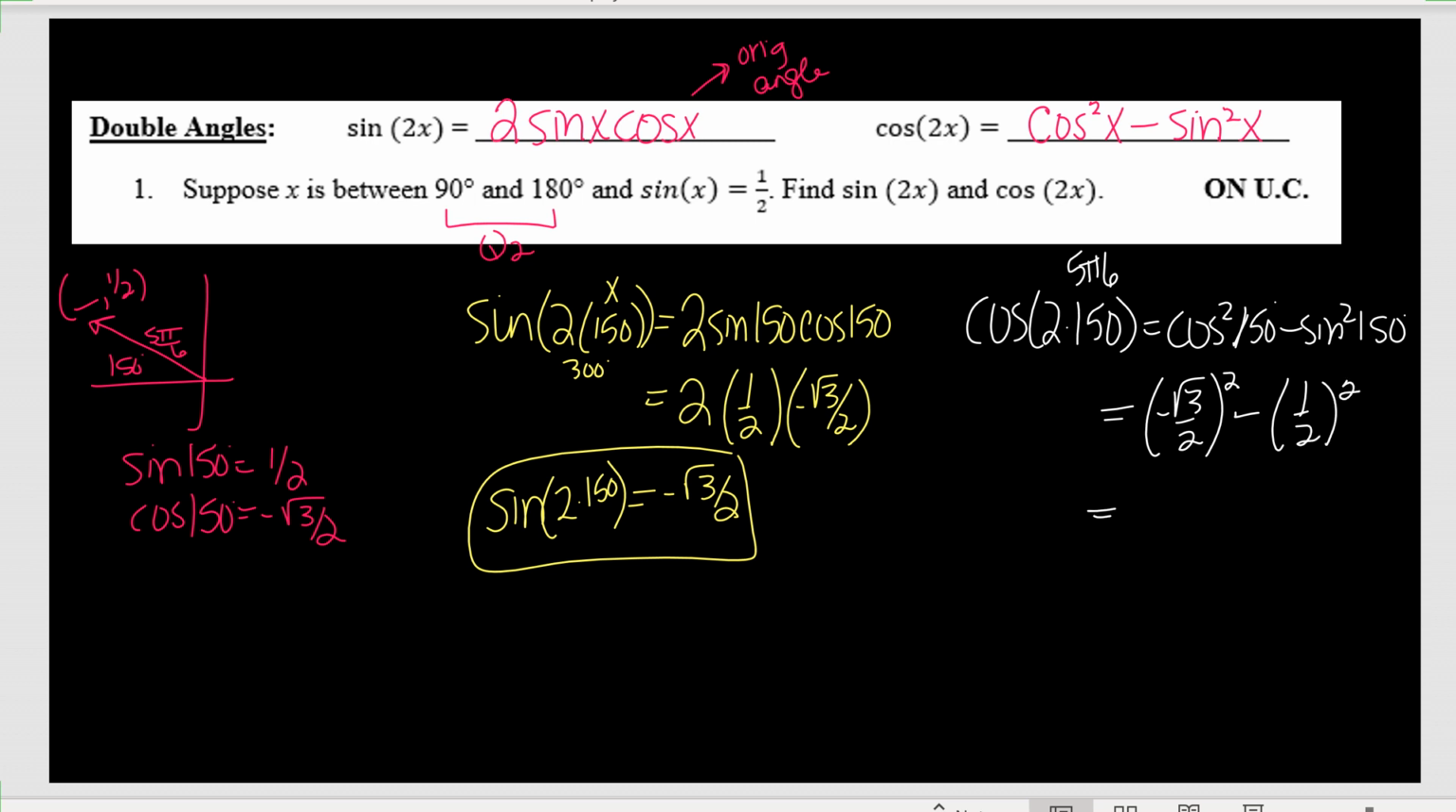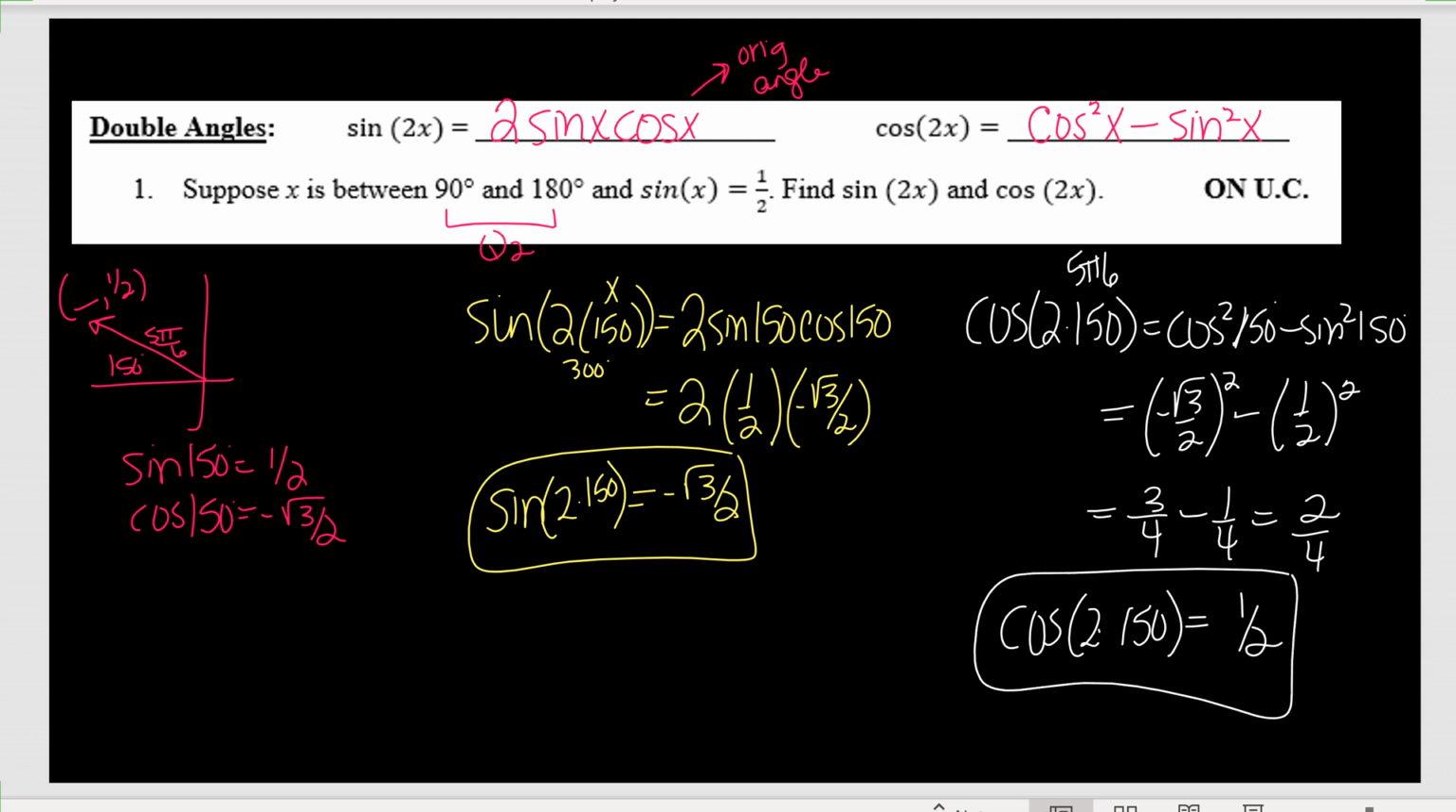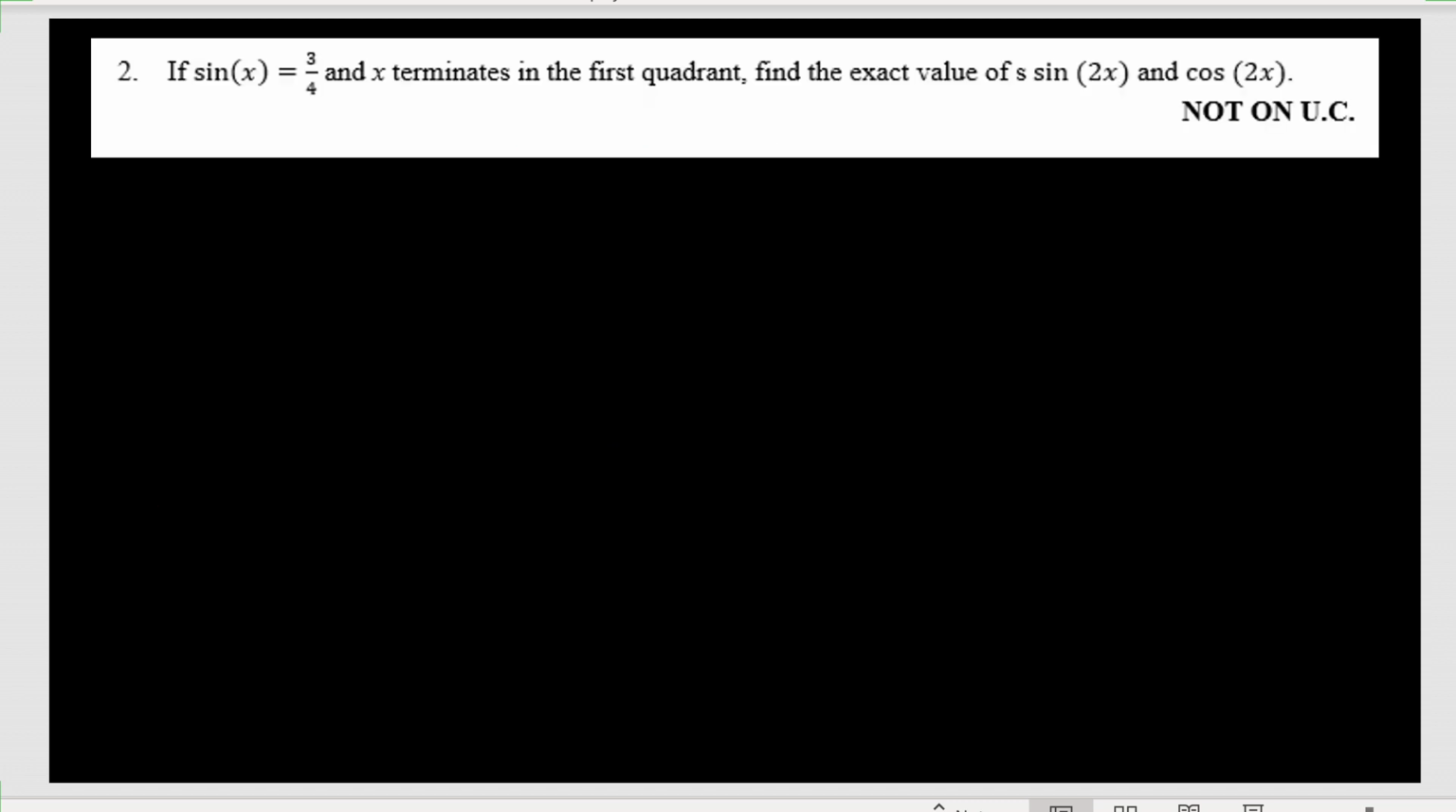All right, guys, when we square things, we square the numerator and square the denominator. Great. So negative root 3 over 2 squared gives me a positive 3 over 4. 1/2 squared gives me 1/4. When I subtract them, I get 2/4, which means that cosine of 2 multiplied by 150 degrees should have a value of 1/2. I promise, if you look on the unit circle, it does.